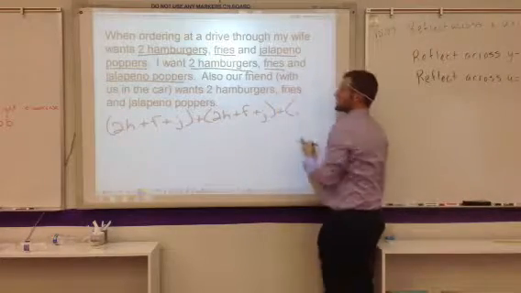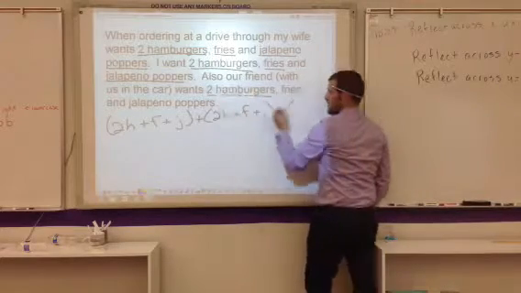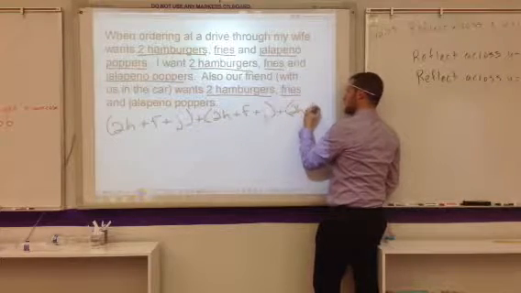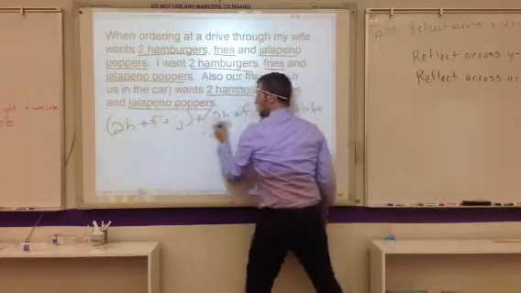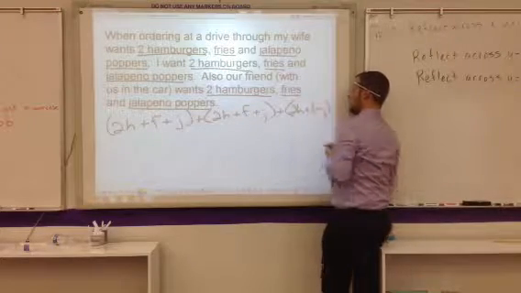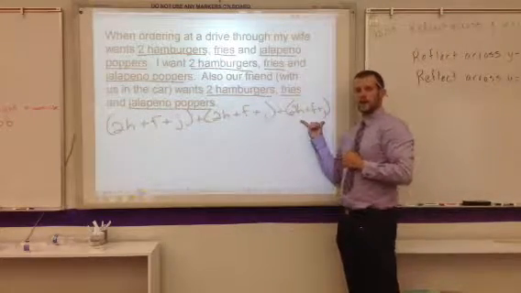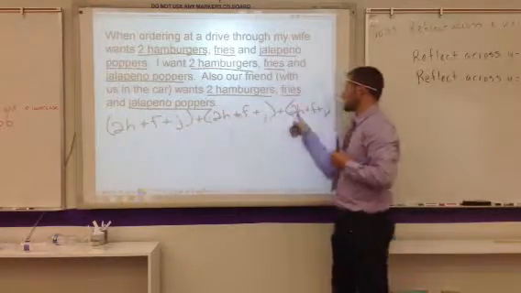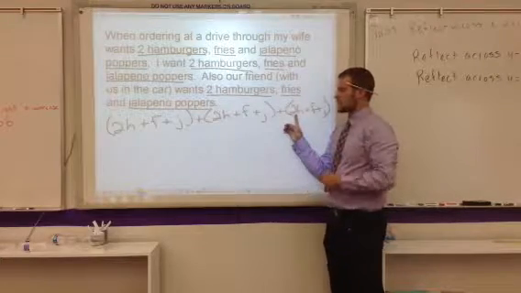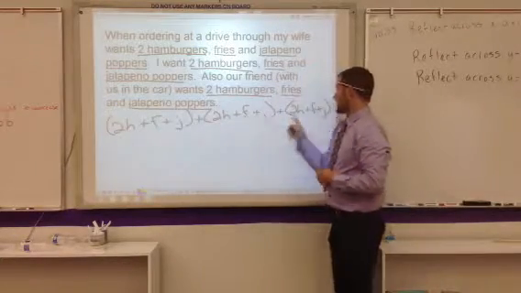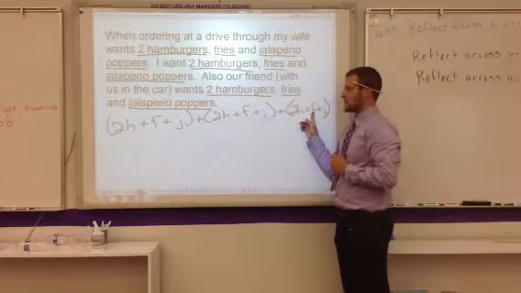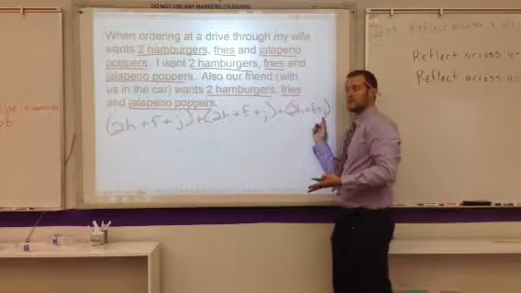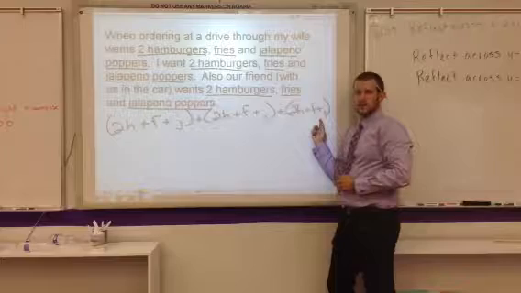Also, we have our friend with us in the car who wants 2 hamburgers, fries, and jalapeno poppers. I could go ahead and combine these like terms. I could say we have 2 hamburgers, 2 hamburgers, and 2 hamburgers for a total of 6 hamburgers. Fries, fries, and fries for a total of 3 fries. Jalapeno poppers, jalapeno poppers, and jalapeno poppers for a total of 3 jalapeno poppers. And I could add them together this way.